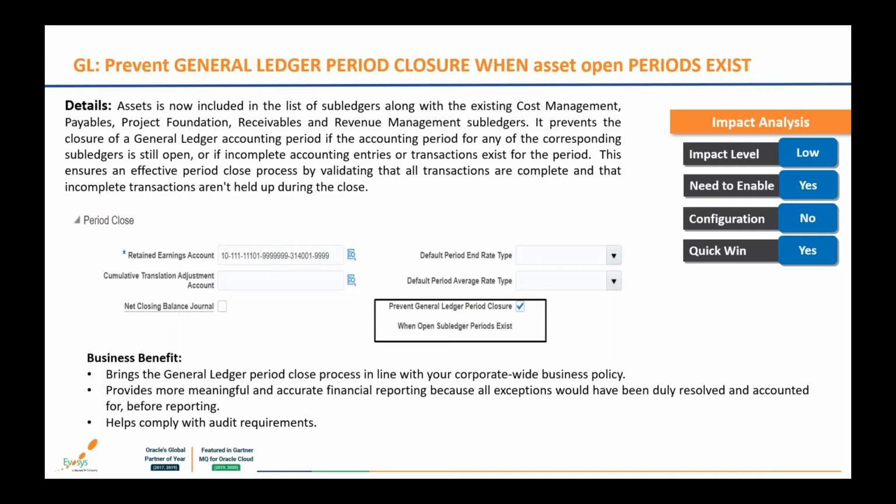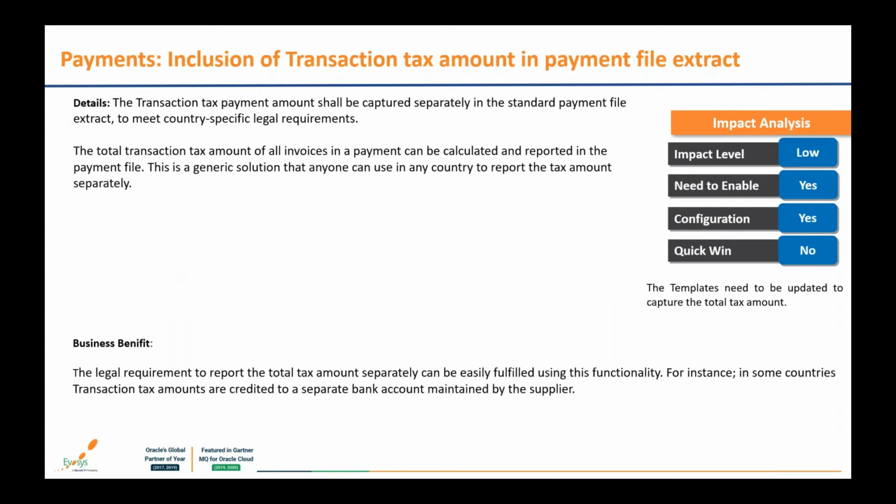So Oracle has now tried to ensure tighter controls over the period closure with the introduction of fixed assets as one of the subledgers, wherein we need to make sure that the subledger period is closed before we close the journal ledger period. So again, tighter control in the period closure process.